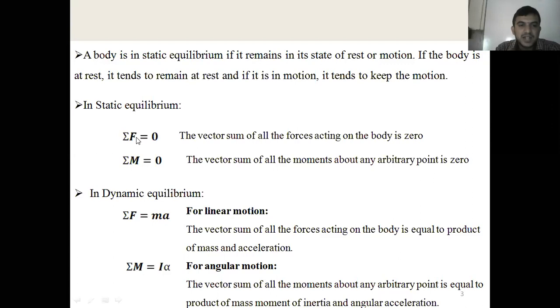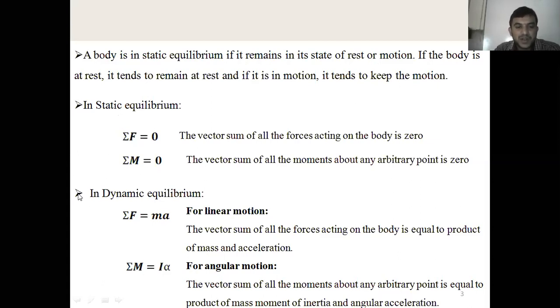If the body is under rest or uniform motion, then we will apply what type of equilibrium here? Static equilibrium equation. Already you have used this equation in your elements of civil engineering, right? The vector sum of all the forces acting on the body is equal to 0. The vector sum of all the moments about an arbitrary point is equal to 0. These two equilibrium equations are used for what type of body here? A body under rest or uniform motion.